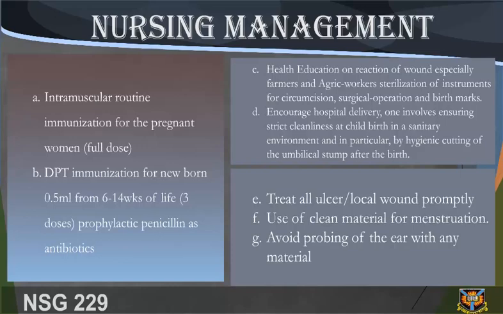Prophylactic penicillin as antibiotics. C. Health education on care of wounds, especially for farmers and agricultural workers, and sterilization of instruments for circumcision, surgical operation and birth marks. D. Encourage hospital delivery, which involves ensuring strict cleanliness at childbirth in a sanitary environment and in particular hygienic cutting of the umbilical stump after the birth. E. Treat all ulcers or local wounds promptly. F. Use of clean material for menstruation. G. Avoid probing of the ear with any material.